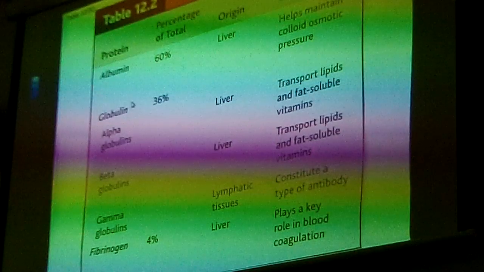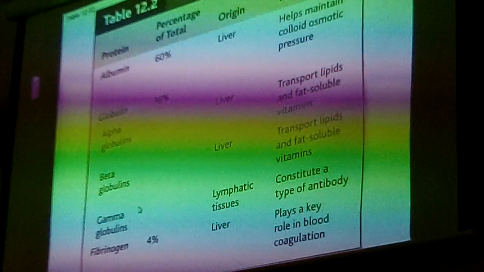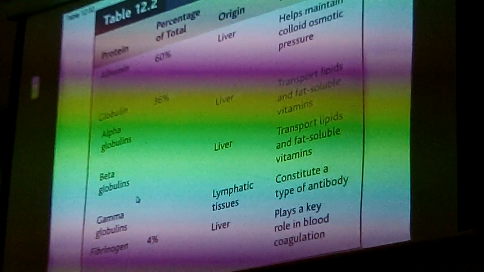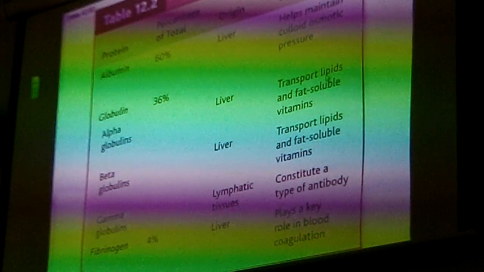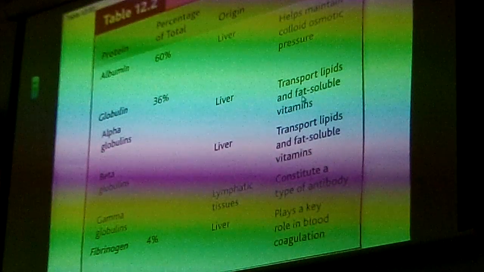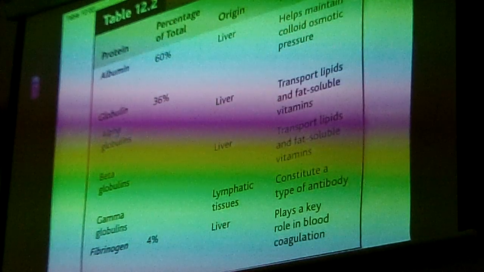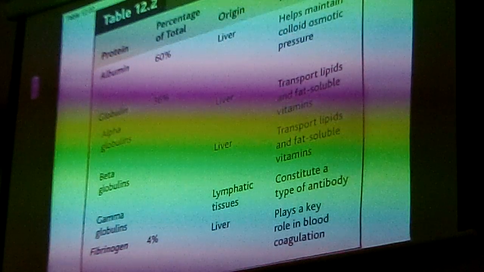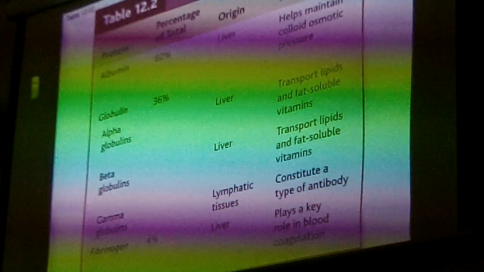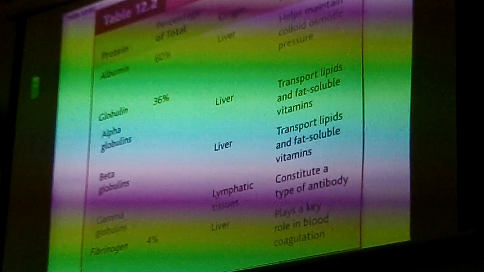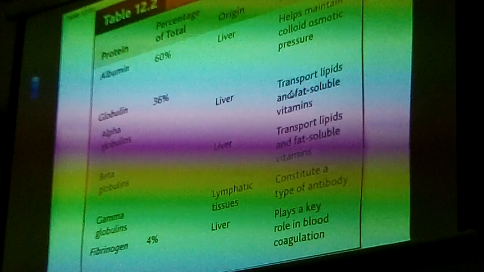Some of the proteins are called globulin proteins. You have alpha globulins, beta globulins, and gamma globulins. And the alpha globulins transport fats and vitamins around your body. So the alpha globulins are transporters. They're like little limousines or little cabs. And if a fat needs to get somewhere in the body, it jumps on an alpha globulin. There are some vitamins that jump on an alpha globulin to get from one place to another in the blood.